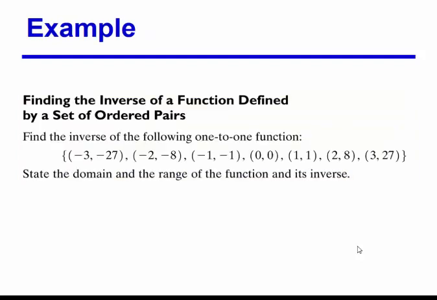So here, find the inverse of a function defined by a set of ordered pairs. Find the inverse of the following one-to-one function. State the domain and range of the function and its inverse. So here we have the domain for the original function is -3, -2, -1, 0, 1, 2, and 3. The range is -27, -8, -1, 0, 1, 8, and 27.